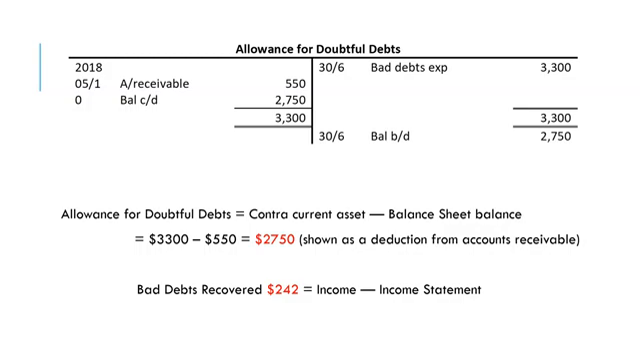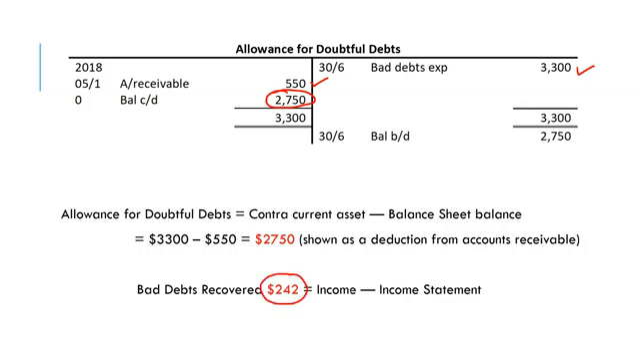So what happened to your allowance for doubtful debt account? Originally, you have 3,300. Okay, and then we write off 550. So the balance of our allowance for doubtful debt now is 2750. So this will be your balance for allowance for doubtful debt. Okay, so your bad debt recovered will be 242.